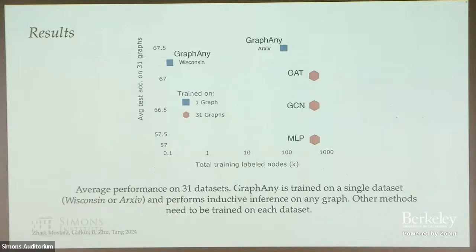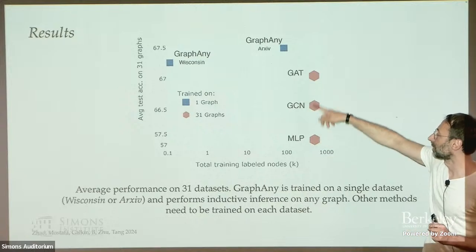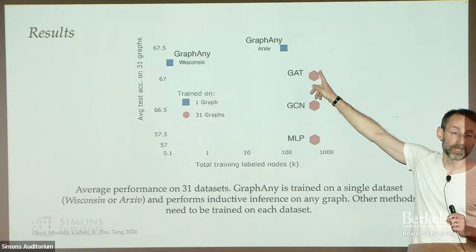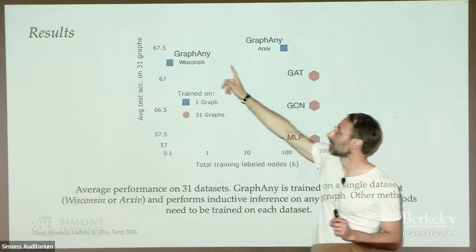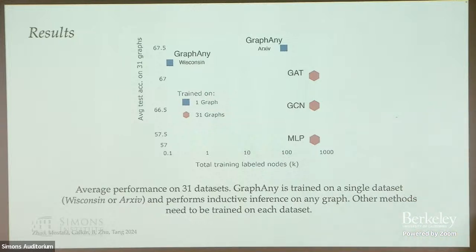And maybe an even better way to see it is on this plot. Here we have the average test accuracy on all the 31 graphs. Each of these standard graph neural networks was trained separately on the respective data set. This was trained only on one of them, in this case on Wisconsin, and this one was trained on arXiv, which is also a very small data set with very few nodes. So that was an extremely small training set, and it still works better, right? So I think we can say that we do have a foundation model for the node prediction tasks.